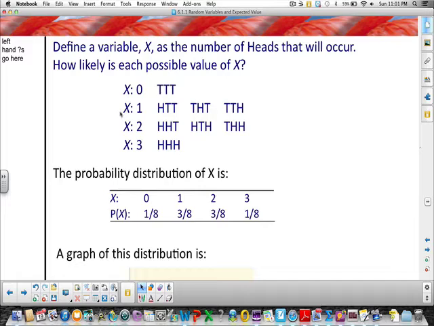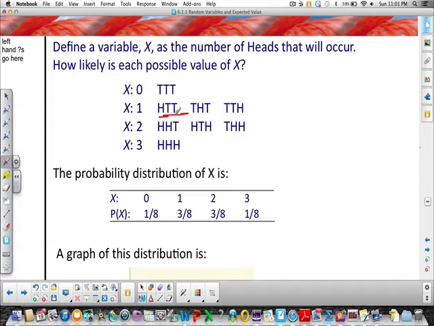The next possibility is that x is 1. If x is 1, that means we have only 1 head and 2 tails. So we could have heads, tails, tails, or tails, heads, tails, or tails, tails, heads. If x is 2, then we have 2 heads and 1 tail. So heads, heads, tails, or heads, tails, heads, or tails, heads, heads. Or finally, the last possibility is that we could have all 3 heads.